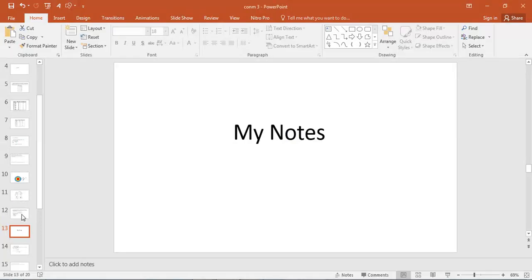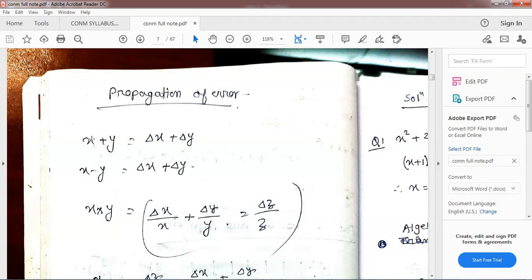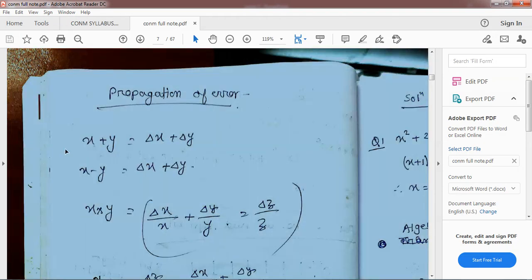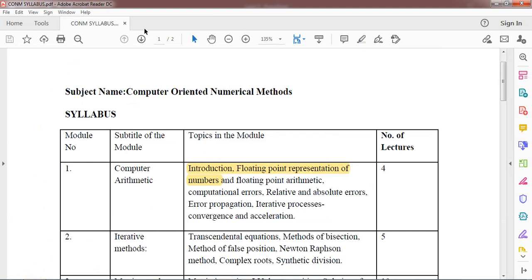See, what is the exact value? Exact value is the approximated value plus the error, isn't it? So this is the approximated value, this is the error. Only then I will get a true value, which is my x. Now when x and y are added, the errors are also added. When the values are subtracted, then also the errors are added. So this is something which you need to pay attention to, isn't it?